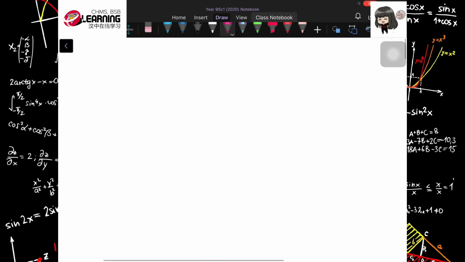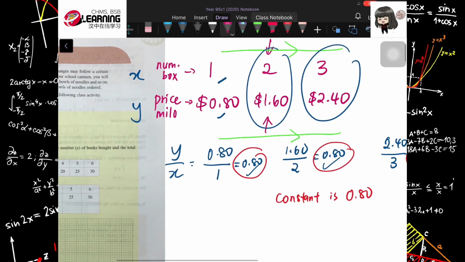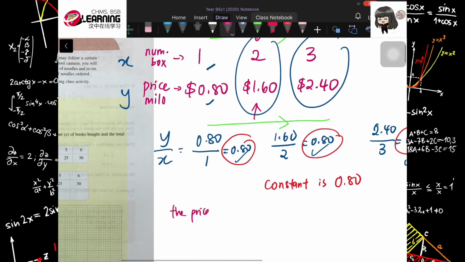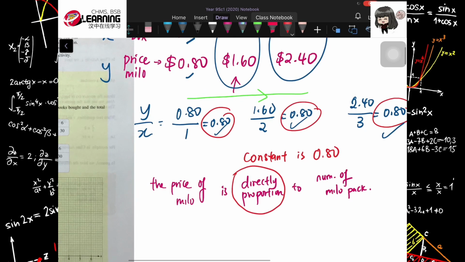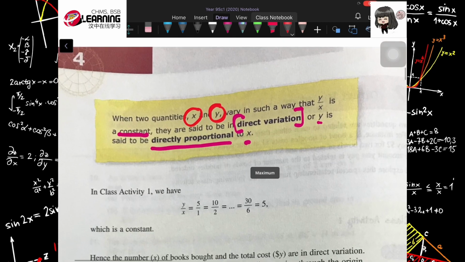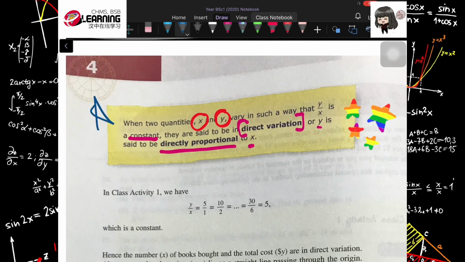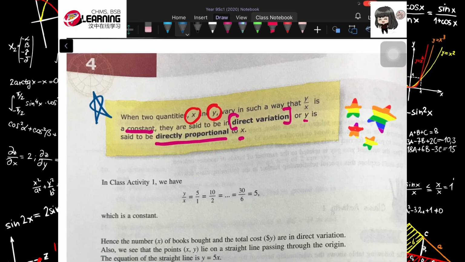It's directly proportional to X. So in this Milo case, we can say that the price of the Milo is directly proportional to the number of Milo boxes or Milo packs. Or we say Y is directly proportional to X. That is what this means. You can copy this into your notebook. Remember there is always a constant.